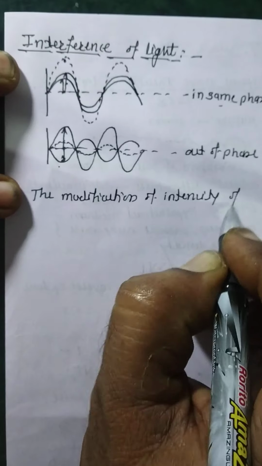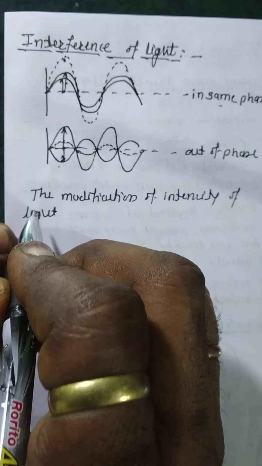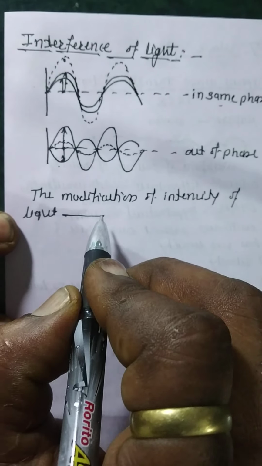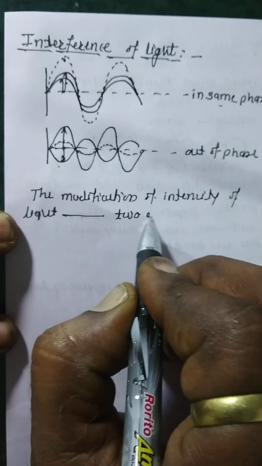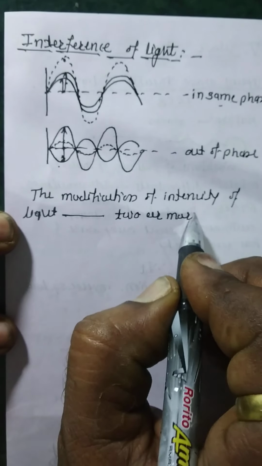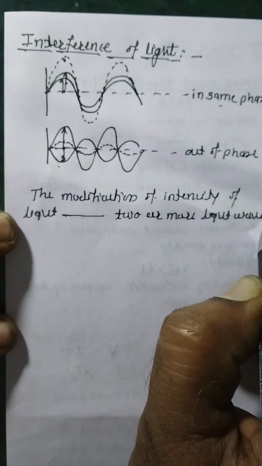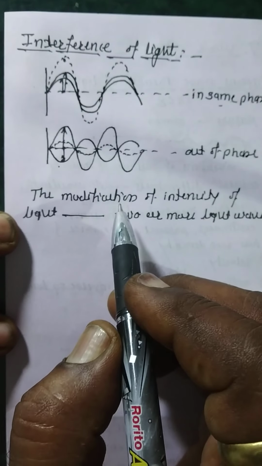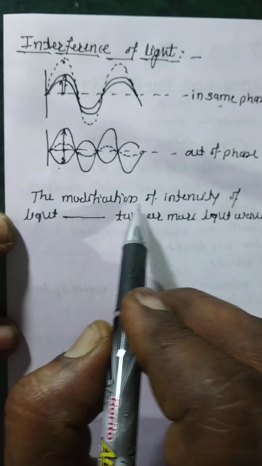Modification of intensity of light. The modification in the intensity of light produced due to superposition of two or more light waves.